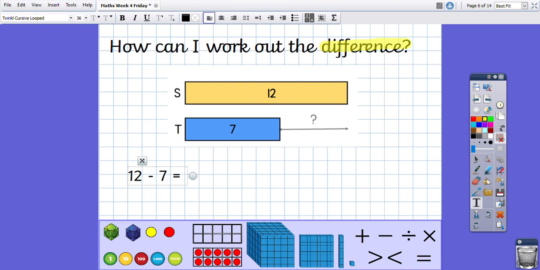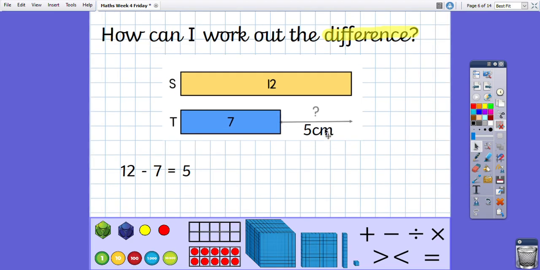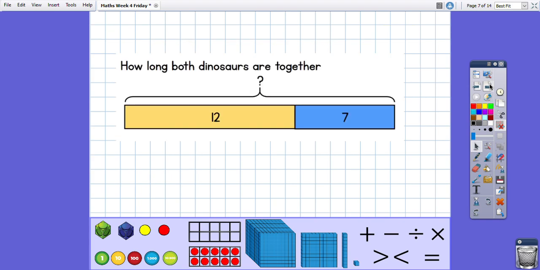So I'm going to put 12 in my head and count back 7. So it's 12, 11, 10, 9, 8, 7, 6, 5. So the missing part here, the difference between the 2 dinosaurs, is 5 centimetres. If you would rather, you can do that on a number line too. That is absolutely fine.